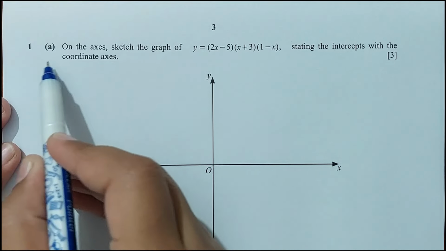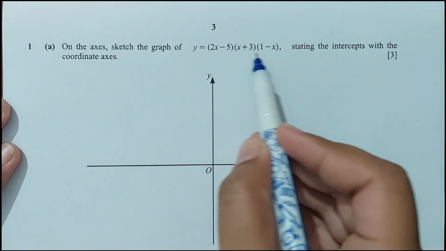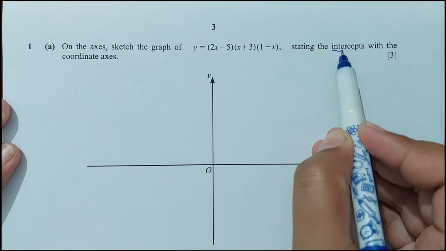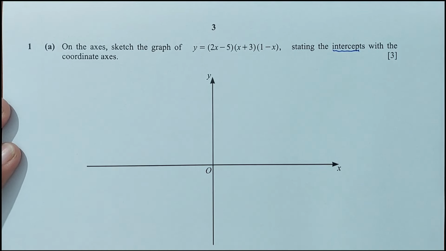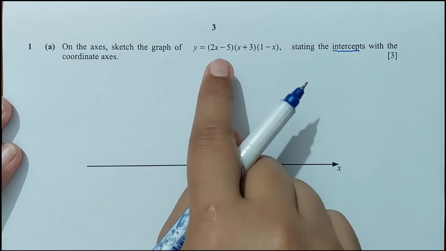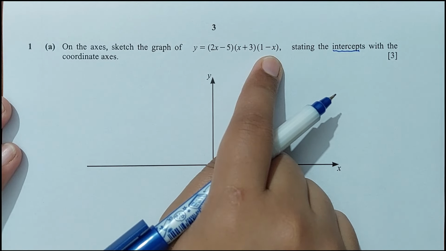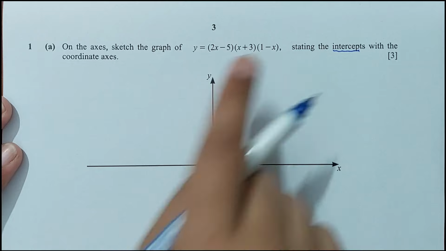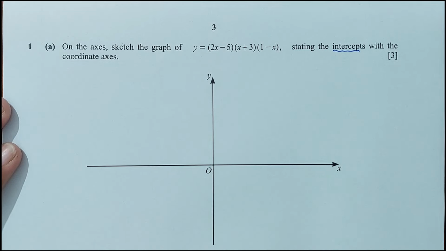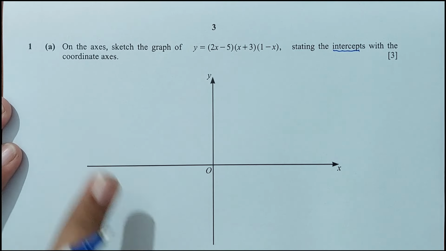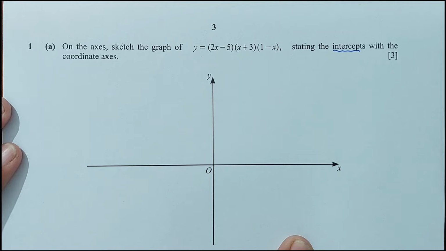Question number 1 part A: on the axes, sketch the graph of this function, stating the intercepts with the coordinate axes. So first we have to find out the intercepts. As you can see, this is a cubic function, right? Its power is 3, and the graph of a cubic function extends from the first to the third quadrant or from the second to the fourth quadrant, depending upon the sign of the leading coefficient.